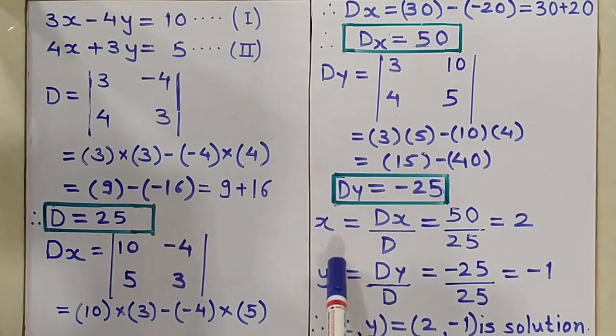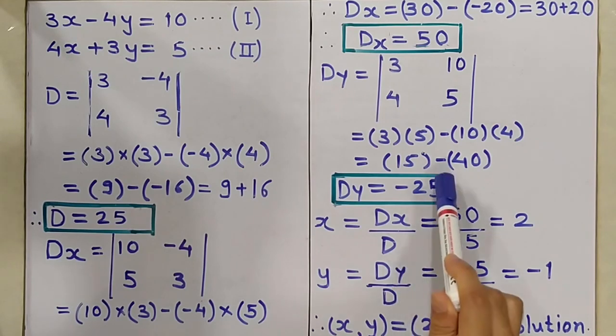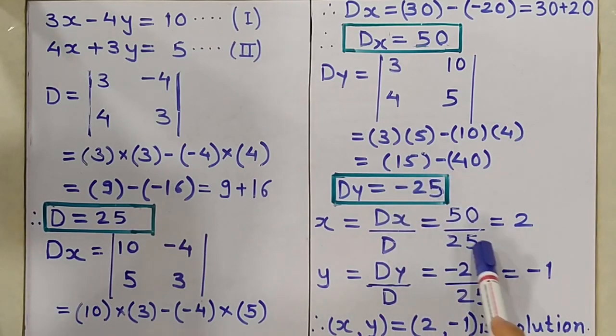Then we have to find out the value of y. For that the formula is dy upon d. The value of dy is minus 25. So here minus 25 will come upon the value of d is 25. So here 25 will come. So we get the answer as minus 25 upon 25, which is equal to minus 1. So therefore x comma y is equal to 2 comma minus 1 is the solution.